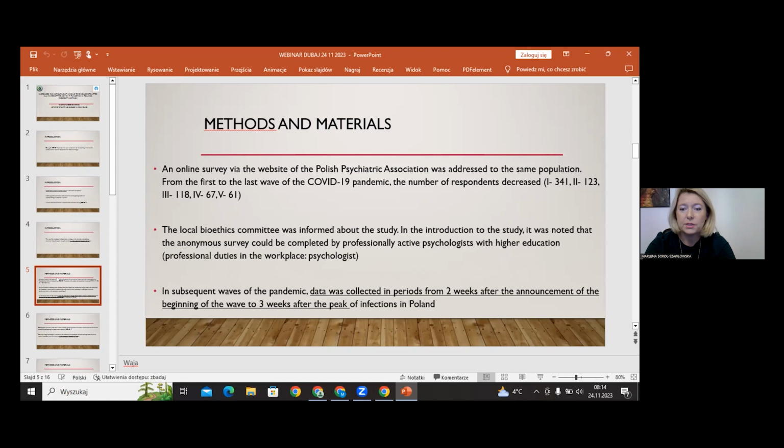And at the beginning, we received more than 100 responses. And in the end, as you can see, we have more than 60 answers from our psychologists, but we sent emails to the same group. And our local bioethical committee was informed about the study and agreed. And we decided to collect data in the period from 2 weeks after our government told us that the wave had started, until 3 weeks after the peak of infections in Poland.